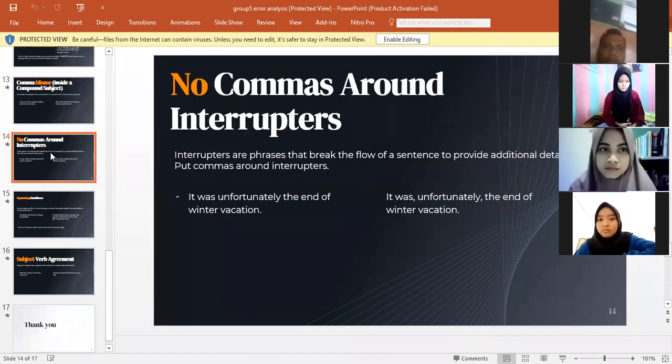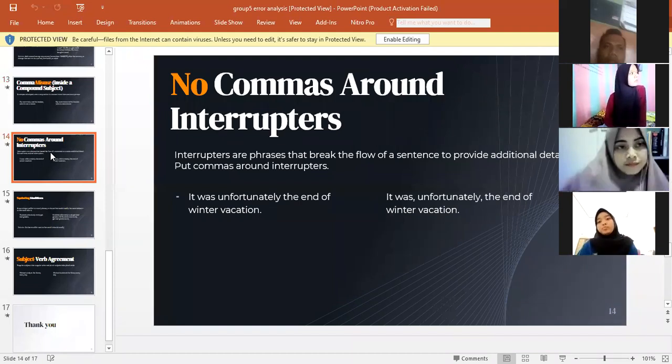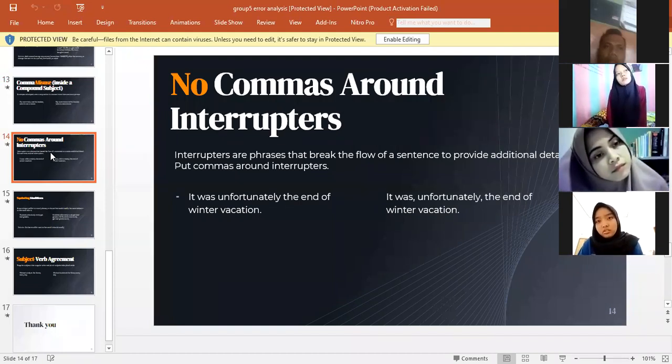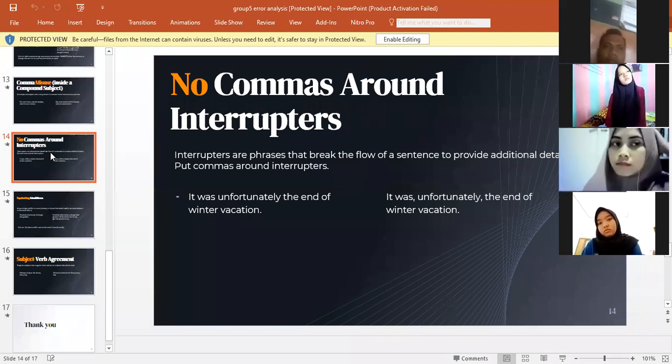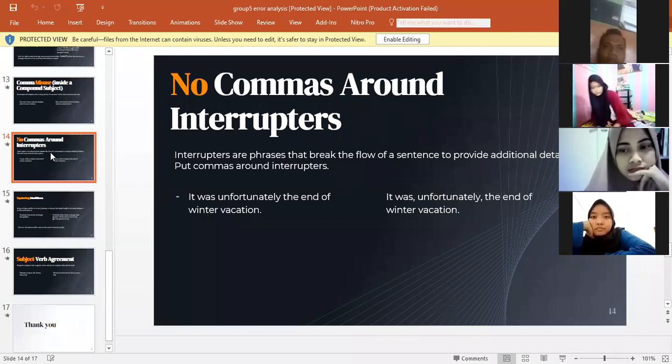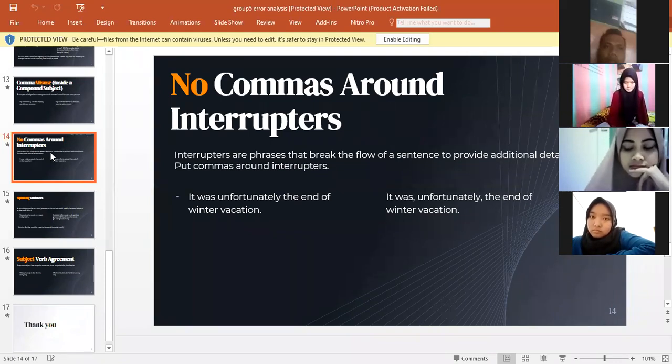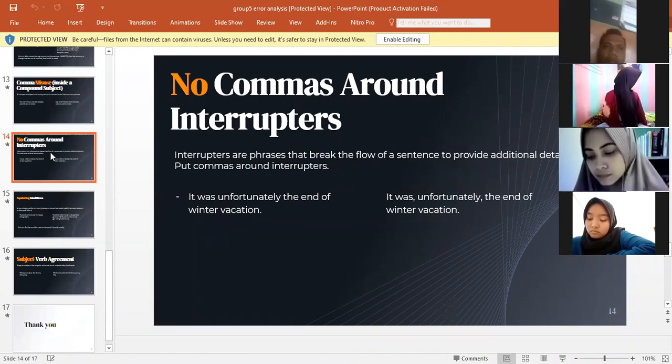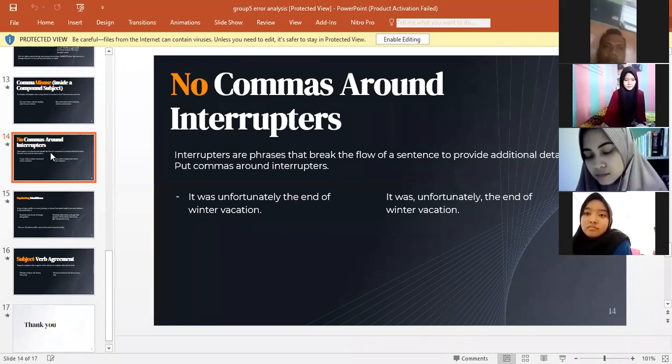No commas around interrupters. Interrupters are phrases that break the flow of a sentence to provide additional detail. Put commas around interrupters. So, the example sentence: It was, unfortunately, the end of winter vacation. It was unfortunately the end of winter vacation. So, same as before, we do not need to add commas in interrupters. Next step.